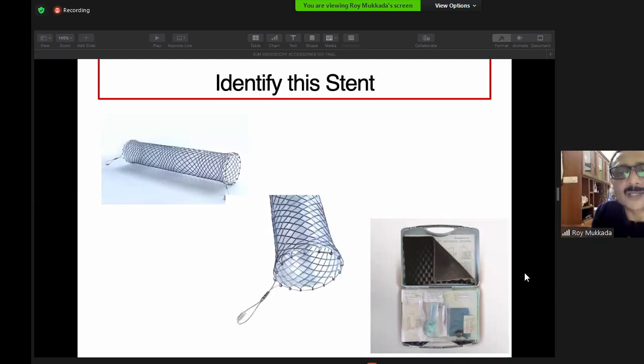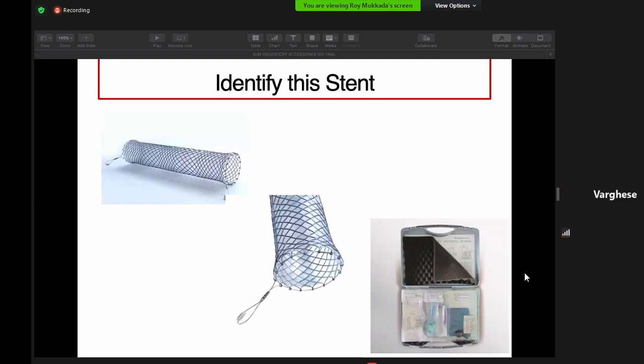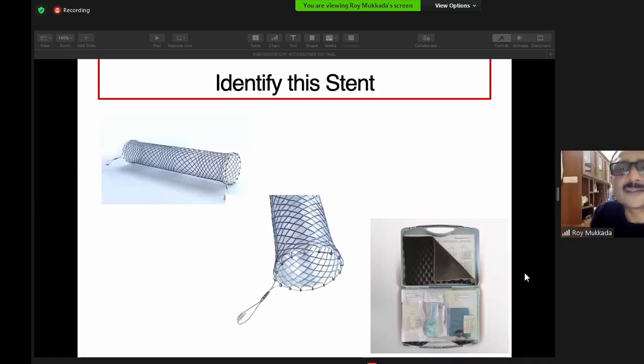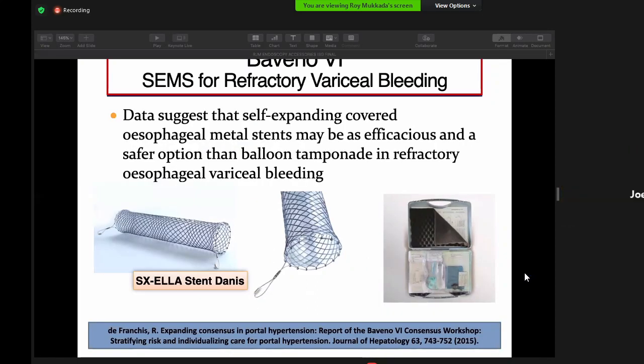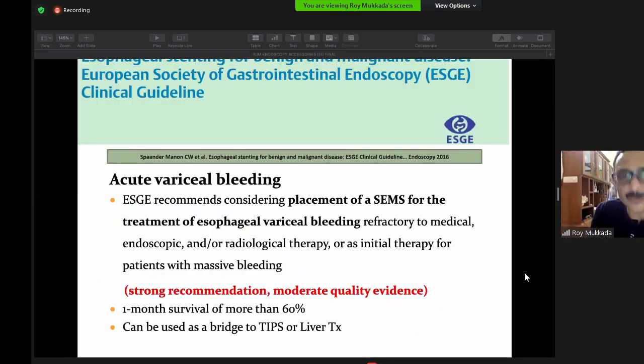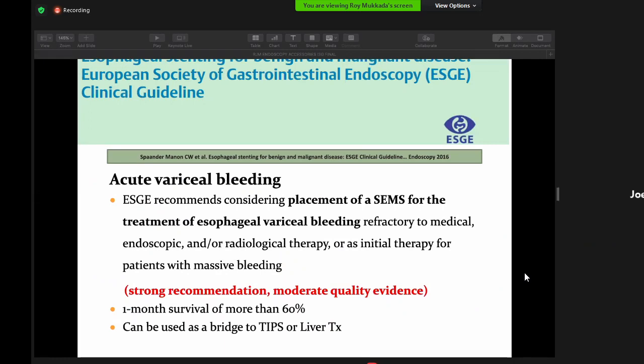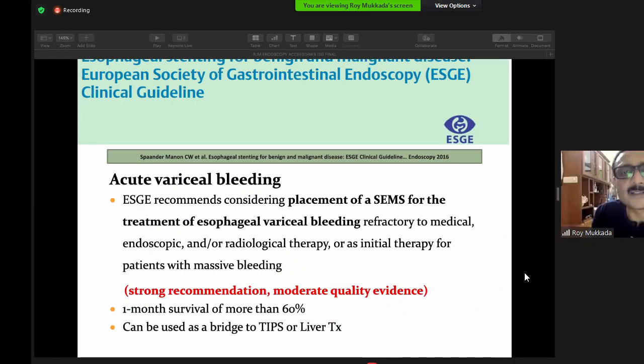So who's next? Joe. Yes, sir. Can you identify this stent? It's an Elastin stent, sir. Where is it used? It can be used for refractory variceal bleed, post-banding ulcer bleed, and after you have done variceal banding, if the patient has a rebleed, definitely this can be used as salvage therapy. Right. How do you deploy this stent? Do you have any idea?